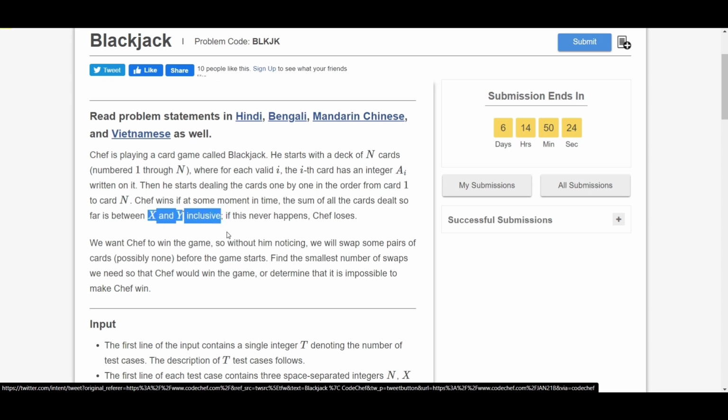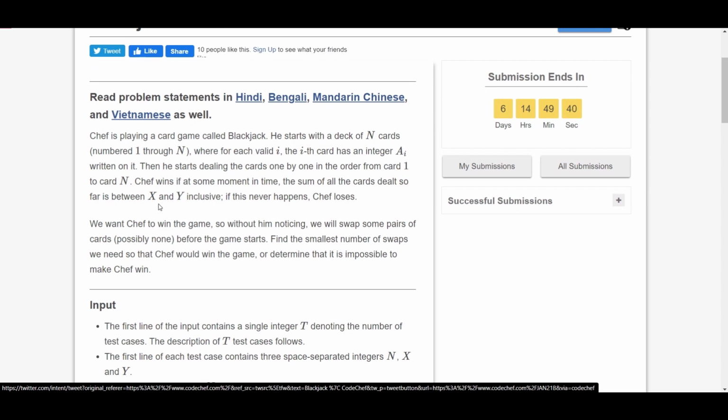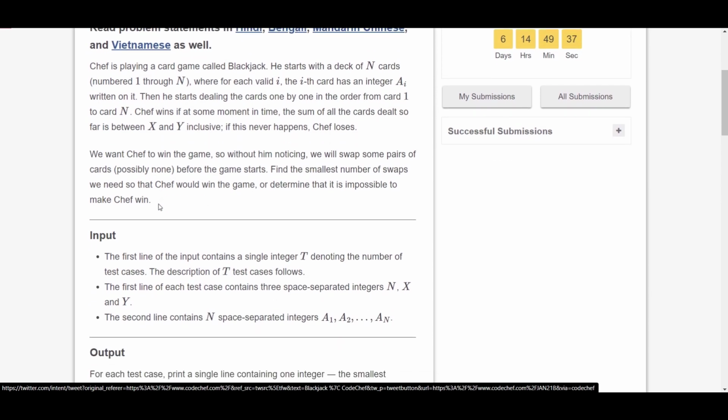Here x and y inclusive means the sum of all the cards played by chef should be either between x and y, the integers that you have taken as inputs, or equal to them. It should not be greater or less than that, as I'll show you while seeing the inputs. If this never happens, chef loses. So mainly we have to find the sum of cards, and it should be between x and y. We want chef to win the game.